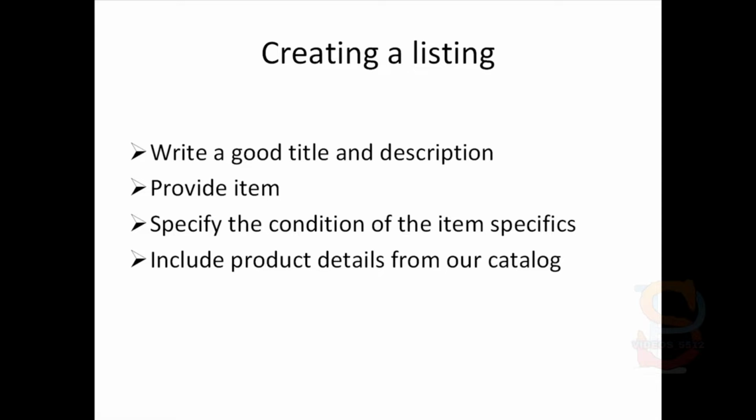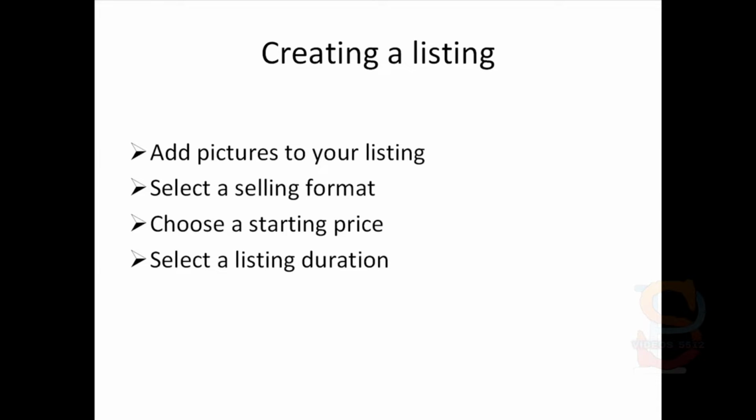Include product details from our catalog. In eBay, most of the items that are commonly sold have standard photos and product details for you to use. If you opted to use their product photos and details, it may save you time from conducting further research as well as taking photos of the product. Add pictures to your listing. When it comes to adding pictures into your listing, it is best to use high-quality pictures with various angles to gain your buyer's interest.